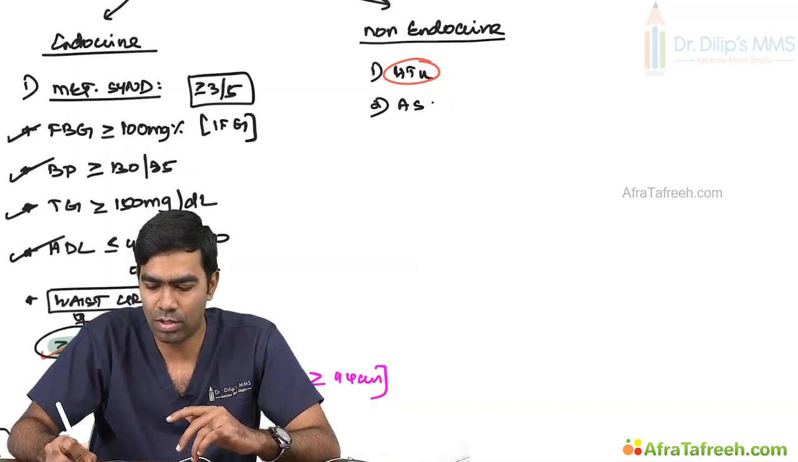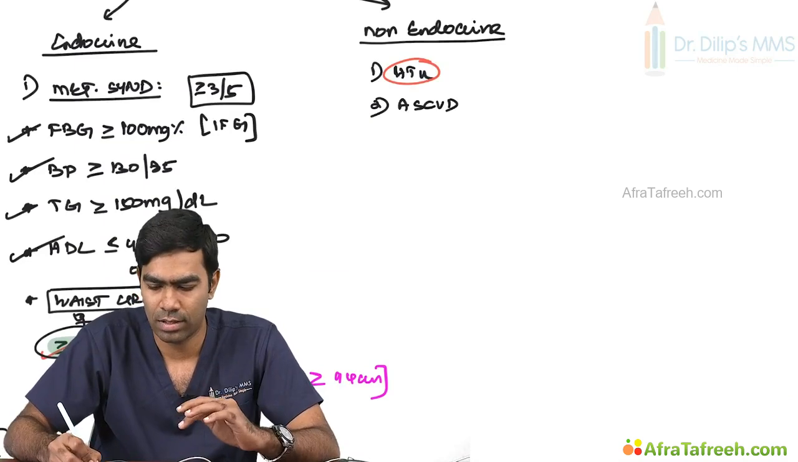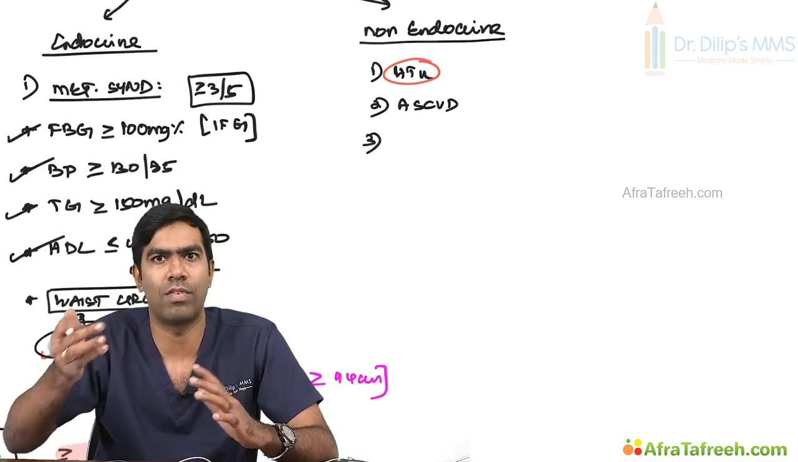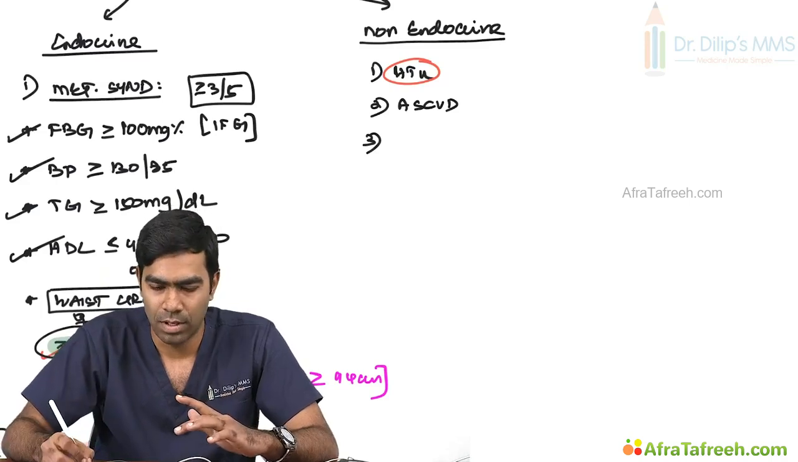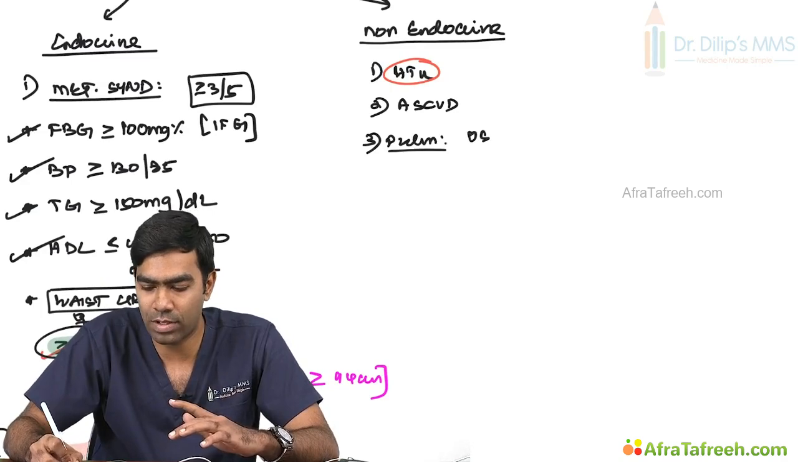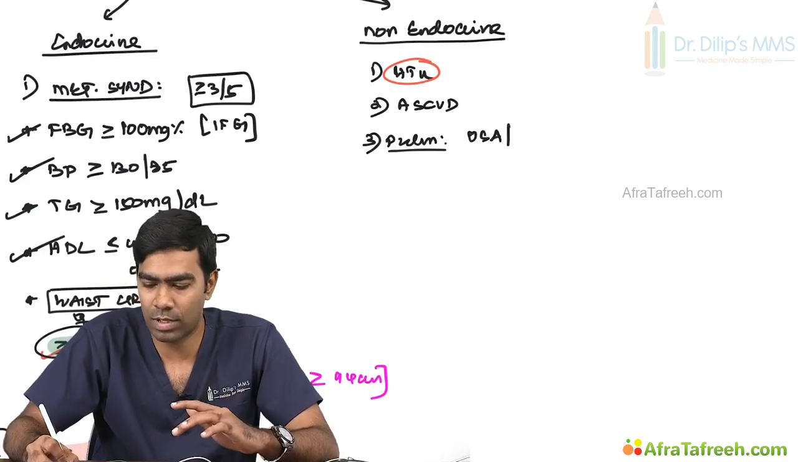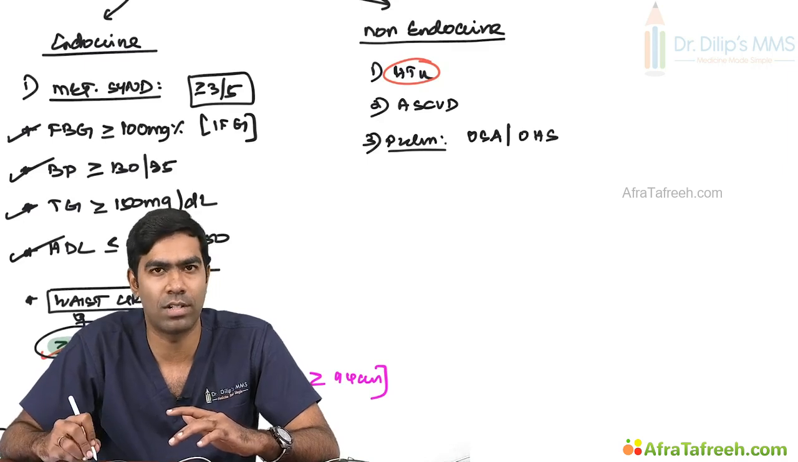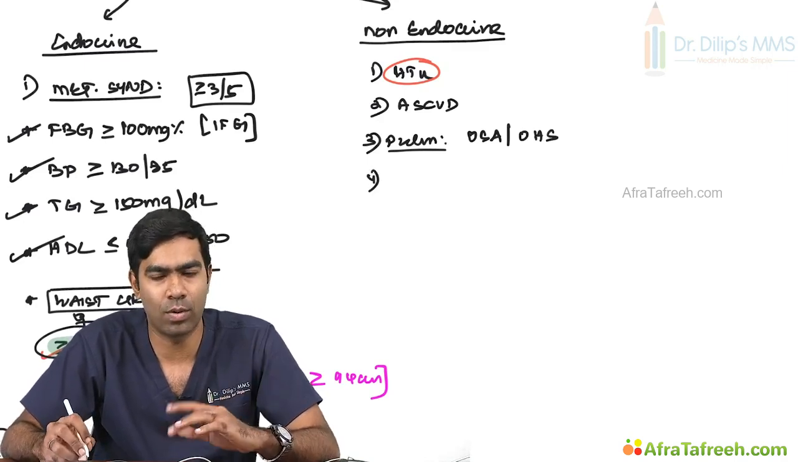Next, atherosclerotic cardiovascular disease. We know that. That is because of dyslipidemia, indirect relationship. And next, we have some pulmonary complications like obstructive sleep apnea and Pickwickian syndrome, that is called obesity hypoventilation syndrome. Both are related to obesity only.